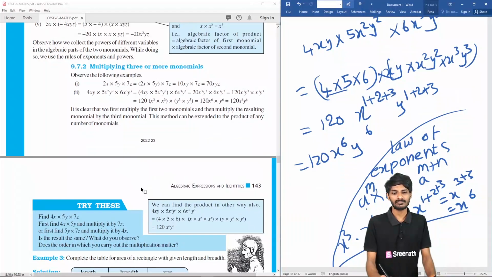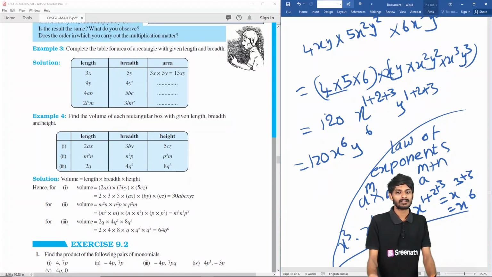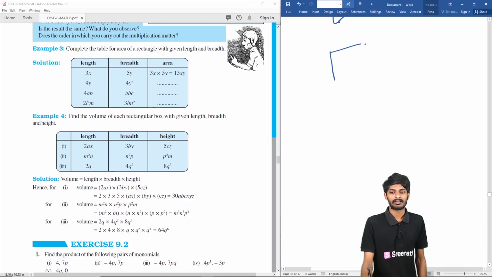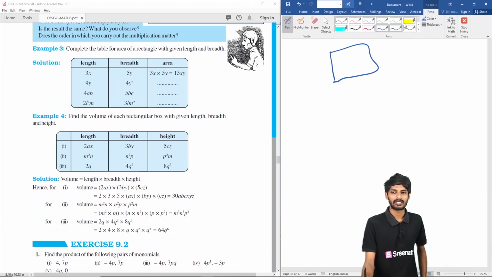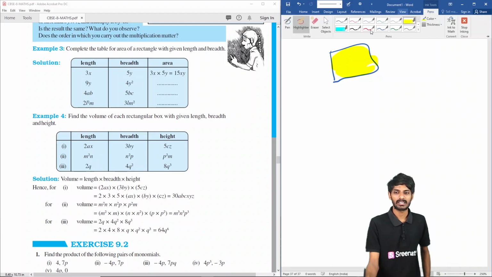Okay, here there is an example. Complete the table. We have to complete this table for the area of a rectangle. So there is a rectangle, and its length has been given and its breadth has been given, and we have to find the area of it. Okay, how to find the area of any rectangle?